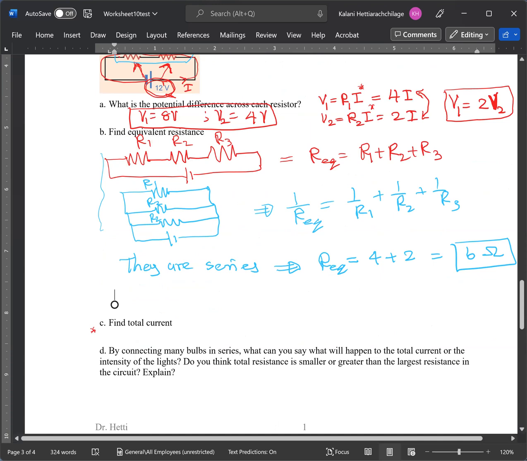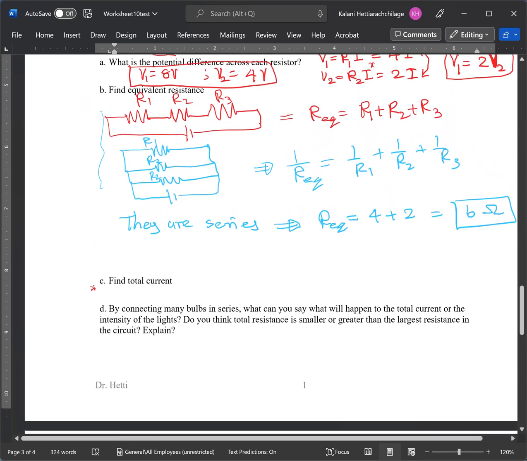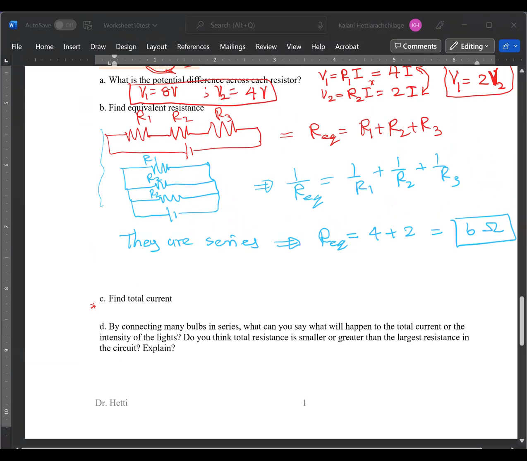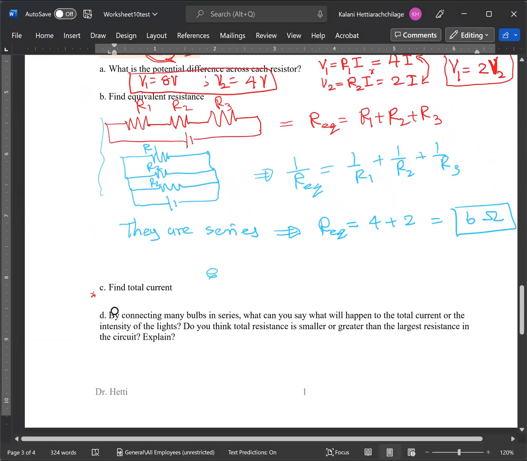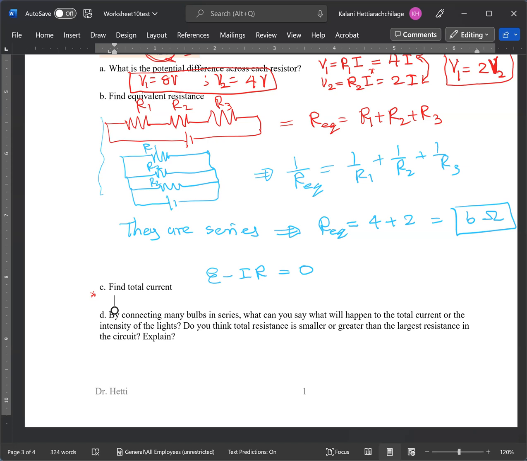Okay, now my next question is finding the current. How do I find the current of the loop, right? For this one, we know that the 12 volts is distributed into R1 and R2 as we discussed in part A. So now I will be able to calculate the current by choosing the voltage that we have: epsilon minus IR equals 0. We call it the Kirchhoff rules, right? Epsilon is basically the battery, I is the current, and R is the equivalent resistance of the circuit.